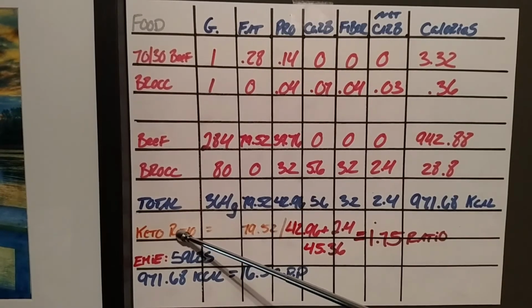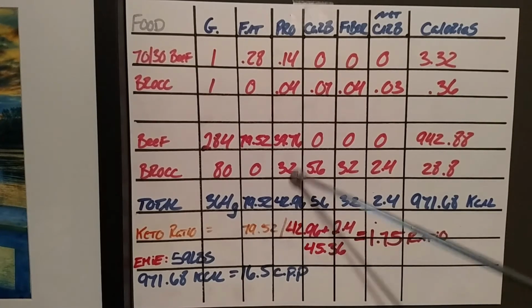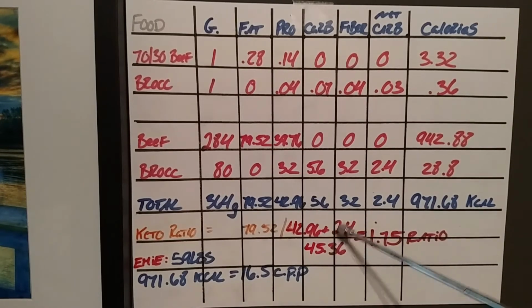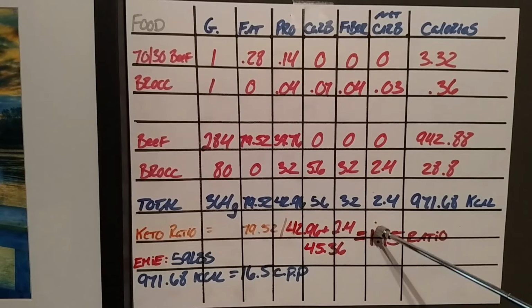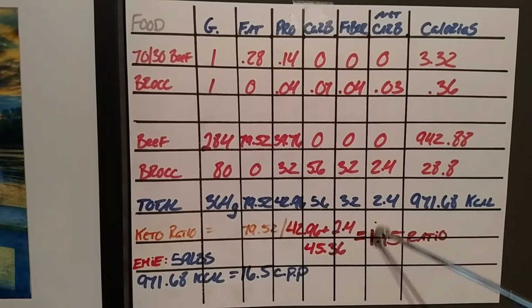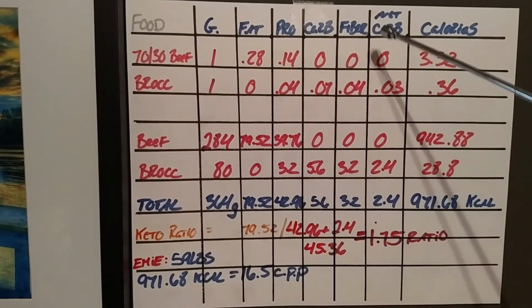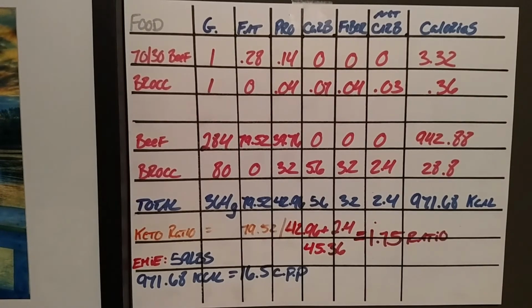Now to figure out the ratio, we're going to take the total fat amount and divide it by the total protein plus the net carb. So protein plus the net carb is 45.36. So total fat divided by 45.36 equals 1.75 ratio, which means she gets 1.75 grams of fat for every 1 gram of protein plus net carb. So hopefully this can help you guys visually see how to do it.